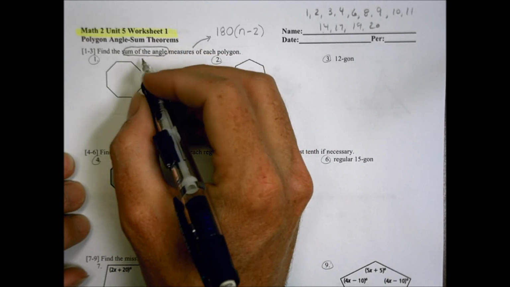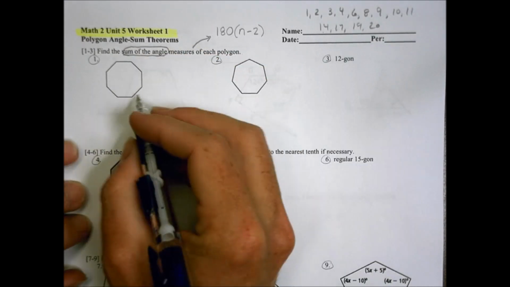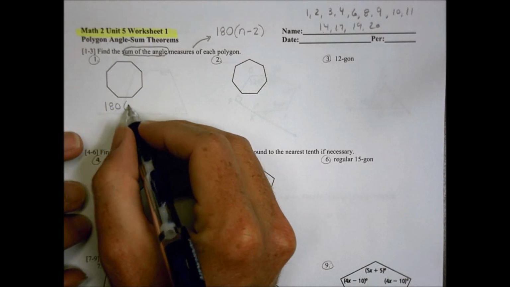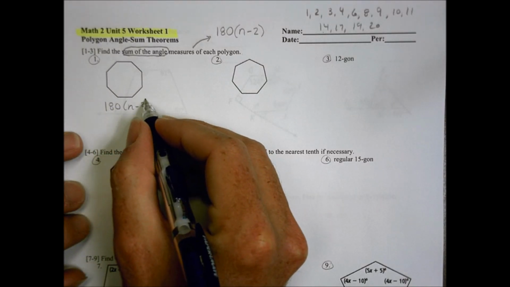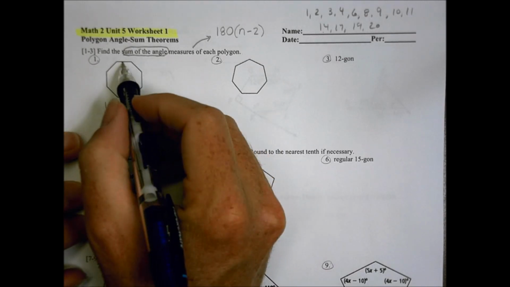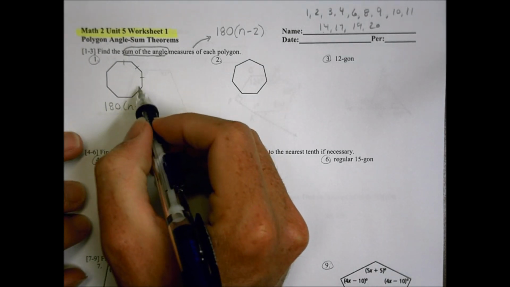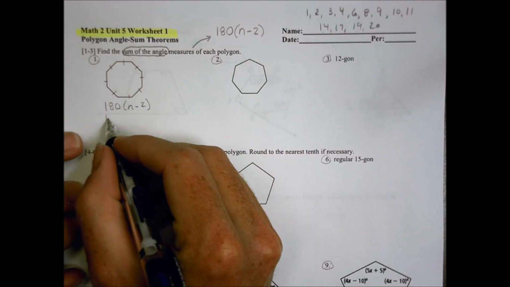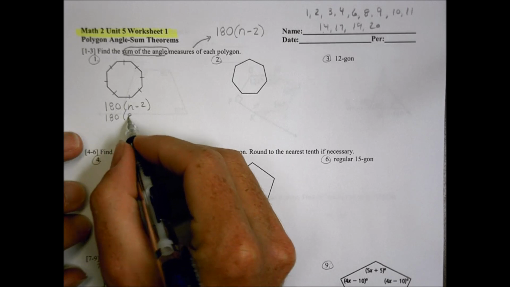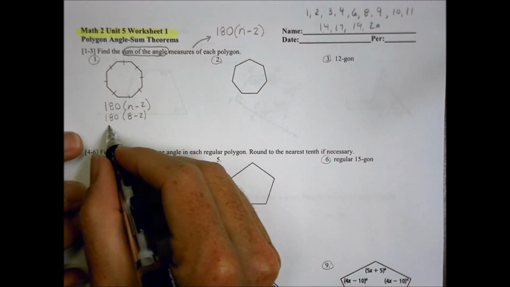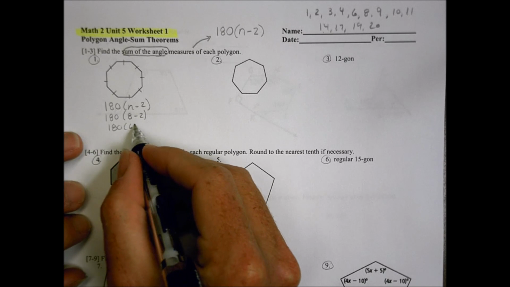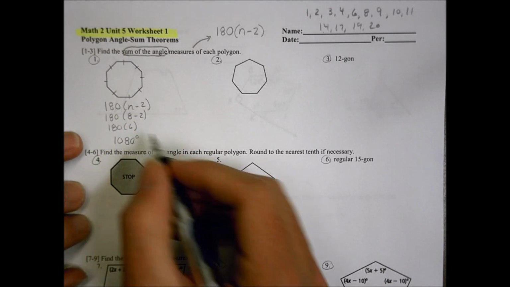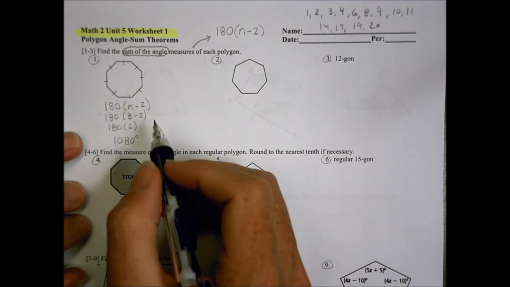Okay, so when I take a look at this shape here, again, the formula is 180 times n minus 2. So for my n, I want to count the number of sides, which in this case is 1, 2, 3, 4, 5, 6, 7, 8. And so we're going to put 8 in there for n. So we have 180 times 8 minus 2. 8 minus 2 is going to be 6. And 180 times 6 is 1,080 degrees. And that's all we're going to do.